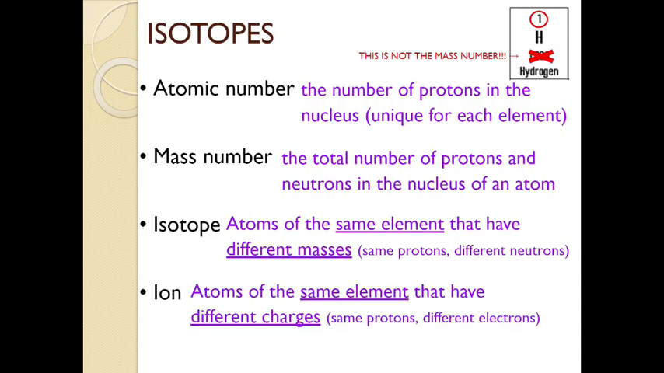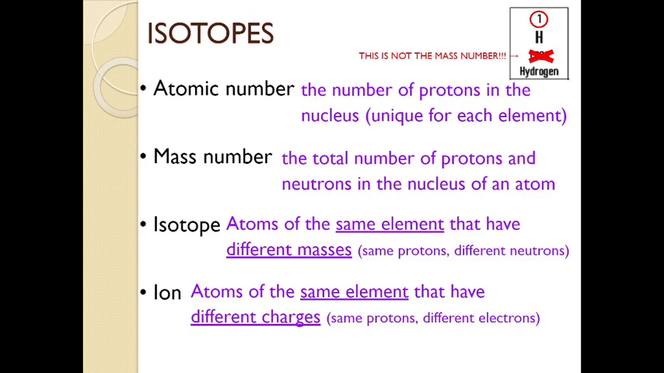Ions are similar, but ions are atoms of the same element that have different charges. If you remember up top, the charged particles are protons and electrons, so one of those has to be different to give us those different charges. But if those are the same element, just like isotopes are the same element, that means the protons are the same, which means the only thing that can be different to give us a different charge are the electrons.